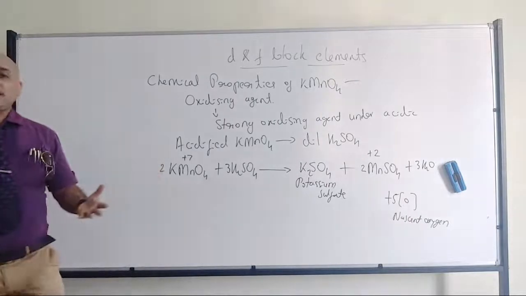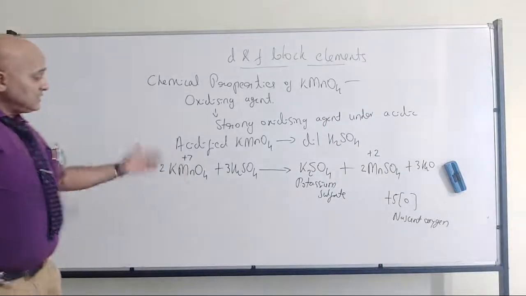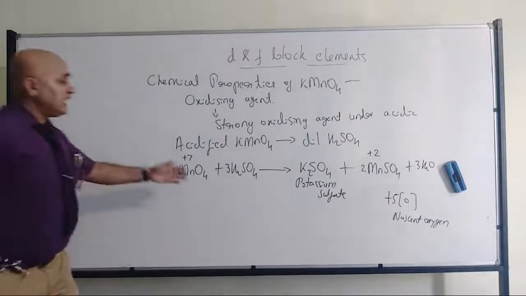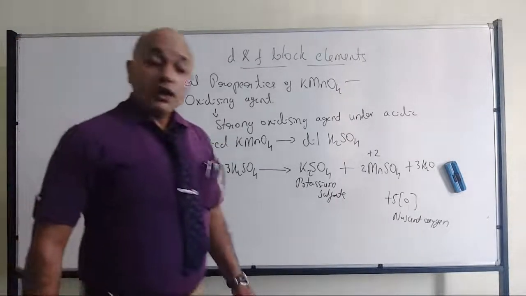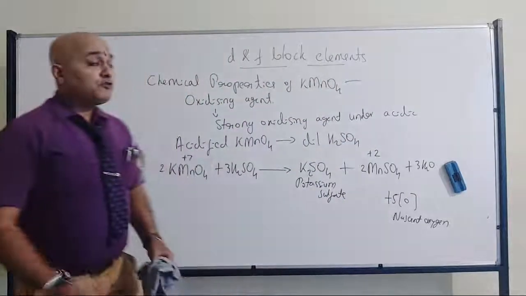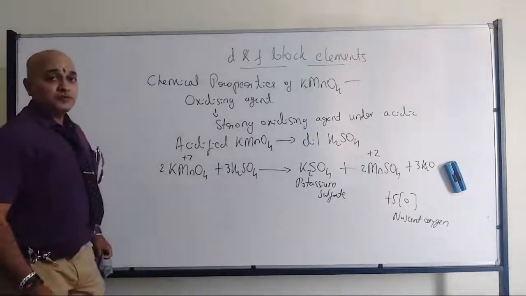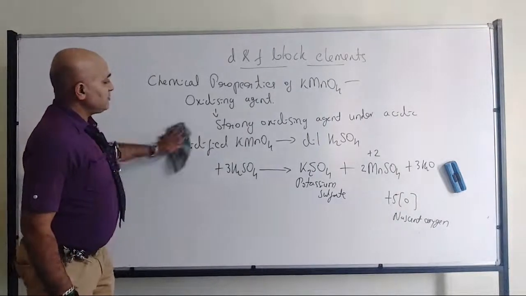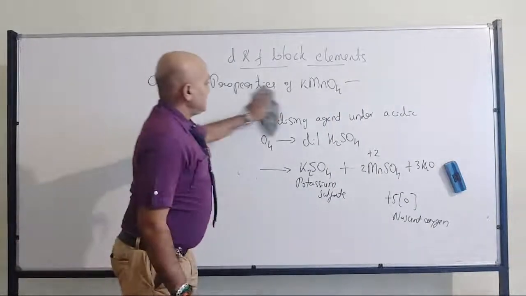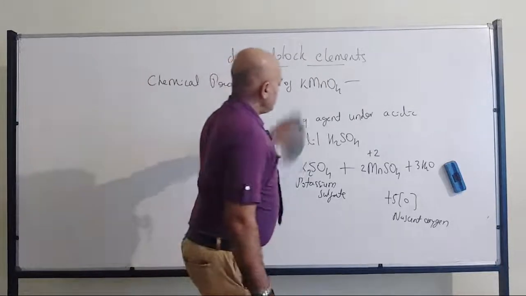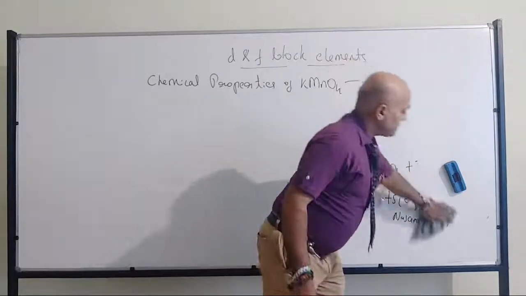Now I have to justify. I have to give some examples on what basis we can prove that potassium permanganate under acidic condition will act as a strong oxidizing agent. But what you should remember here is the conversion of manganese from +7 oxidation state to +2, because manganese sulfate is nothing but where manganese is with +2 oxidation state. In permanganate, manganese is with +7 oxidation state. That one you should remember.